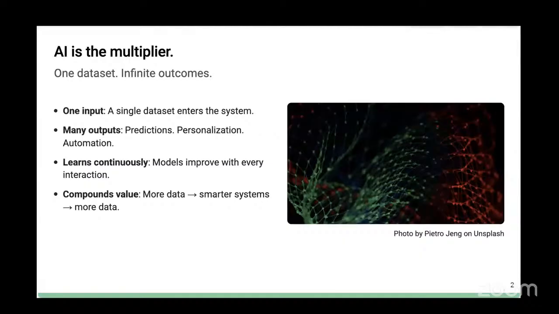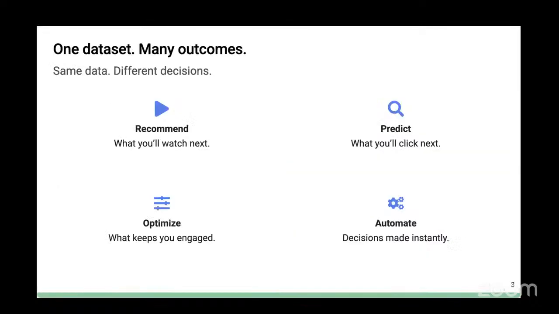AI is what multiplies that value. One data set doesn't lead to one outcome. It can power predictions, recommendations, and automated decisions simultaneously. The same data reused again and again. Think about Netflix. The same behavioral data recommends what you watch next, predicts what you're likely to click, and optimizes how long you stay engaged on the platform.